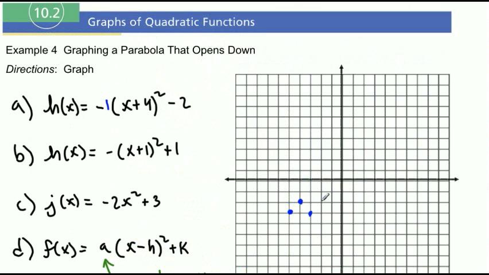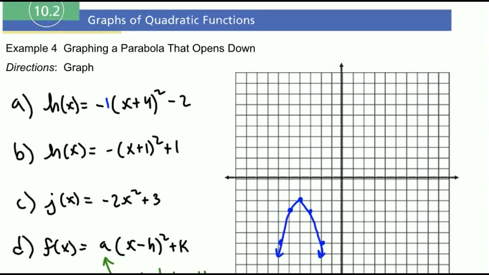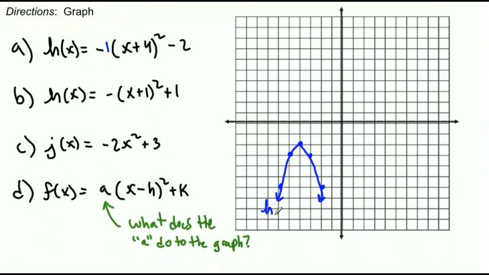How about right here? Over 2. Instead of going up 4, because I do 4 times a, well, 4 times -1 is -4, so I'm going to go over 2, down 4. Over 2, down 4. And that's enough points right there to make our quadratic. So this right here is h of x equals negative (x plus 4) squared minus 2. Let's check out this guy right here.